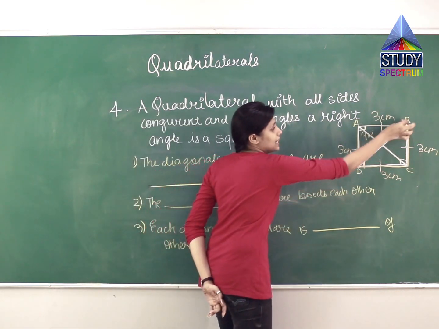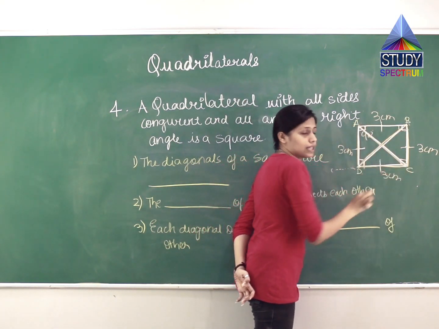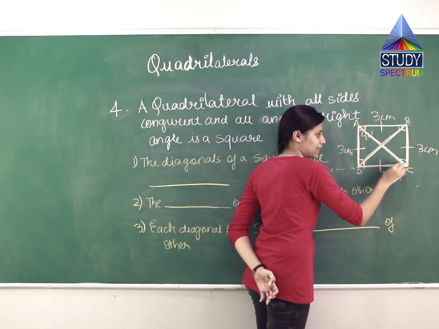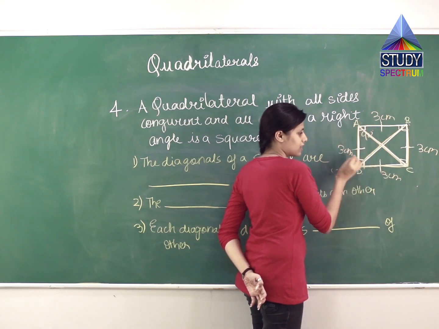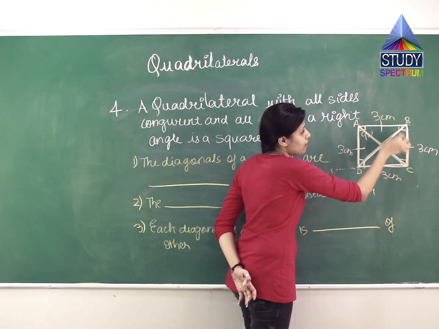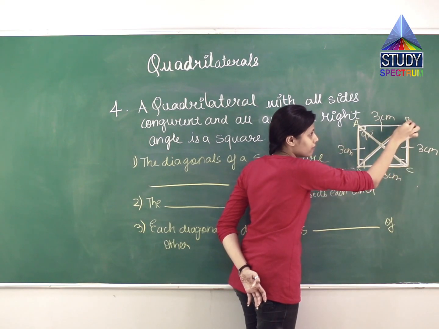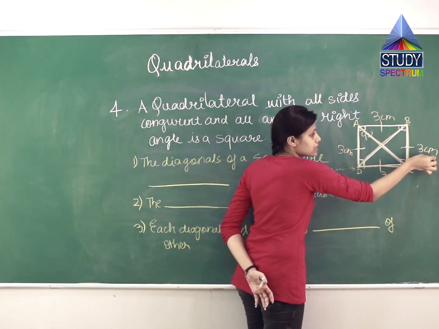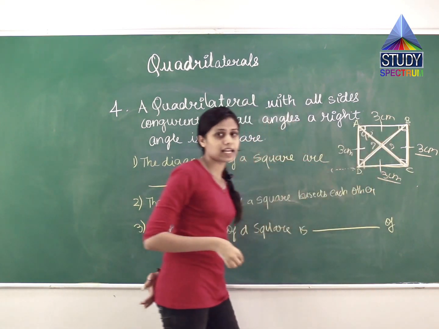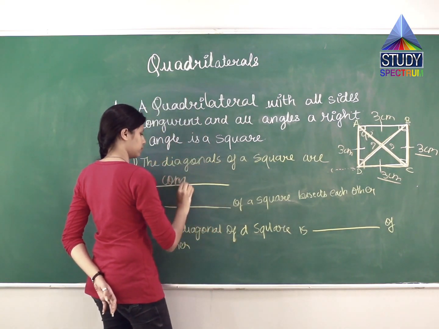Look over here, it's BD. This diagonal and this diagonal are of the same length, because we have already learned that when it is a right angle triangle with 3 centimeters, by the hypotenuse theorem, the hypotenuse length will be the same. When we consider the triangle BDC, this is 3 centimeter, this also is 3 centimeter, so this will be equal to this. So the diagonals of the square are also equal, so they are congruent.